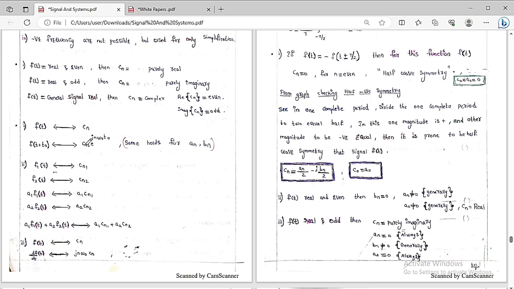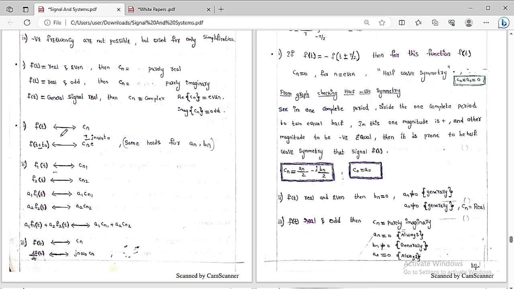The next point is, for f of t, if the Fourier series coefficient is Cn, then f of t plus t0 has a Fourier series coefficient Cn into e to the power of plus jn omega naught t0. This is going to hold for an as well as bn. Cn is what we are going to study, and the concept is also going to hold for an and bn. If it is a minus here, then it is a minus there also. So for f of t the Fourier series coefficient is Cn, and for f of t plus or minus t0 the Fourier series coefficient is Cn into e to the power of plus or minus jn omega naught t0. The same concept holds for an as well as bn.